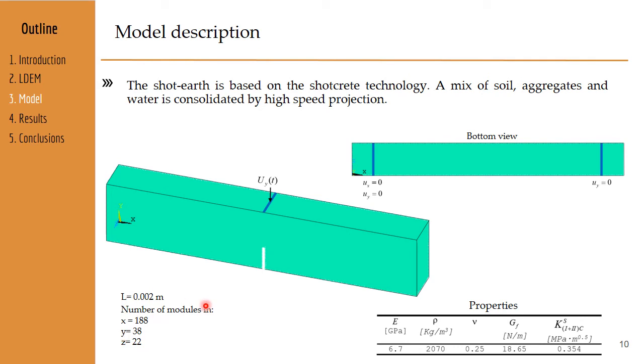The material used in the experimental tests is the shortcrete, a material based on the shotcrete technology, a mix of soil, aggregates, and water, consolidated by a high-speed projection. Here are the properties obtained in the experimental test, for example, the Young's modulus and the fracture toughness, using the modified two-parameter model, and these properties are used in the simulation.